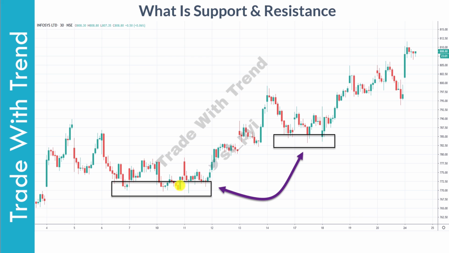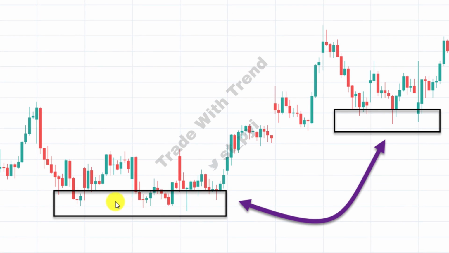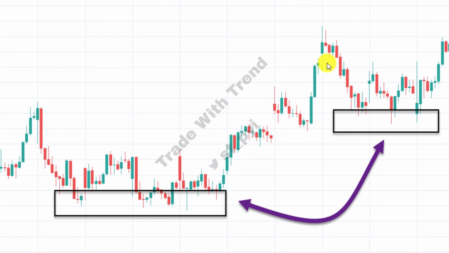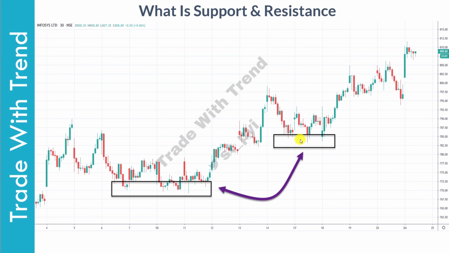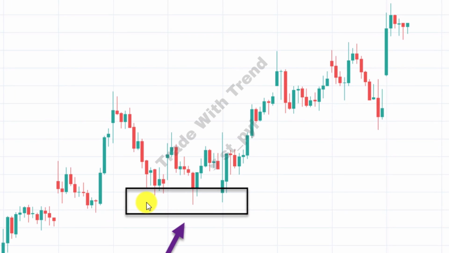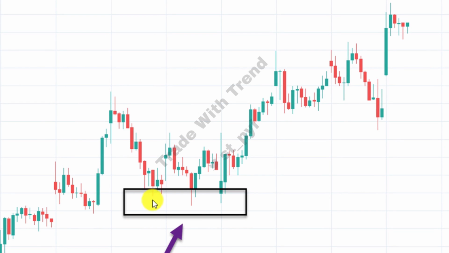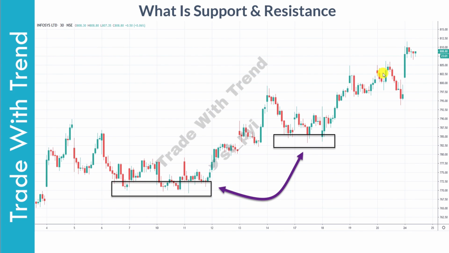Now, a region of support on the chart is that particular zone where price usually finds it difficult to move lower and then it starts moving higher. So in these two regions that you see, these are the two zones where price repeatedly probed this area and then moved higher. Similarly, if you look at this particular region here, price has probed this region 3 times and then it started moving higher.